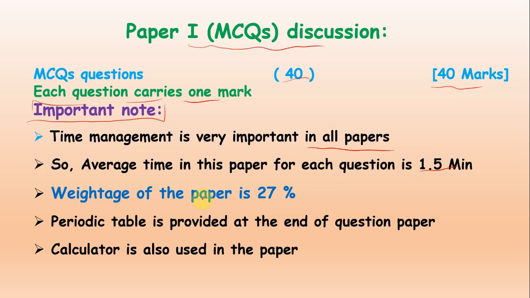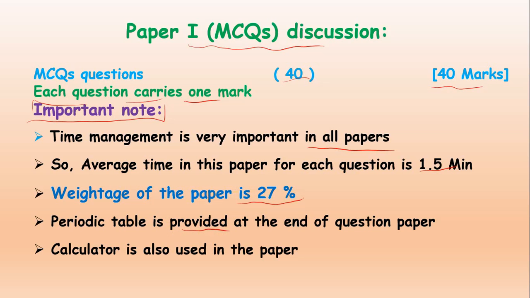And what is the weightage of paper 1? It is 27%, the second highest weightage in the chemistry paper. The first, 52%, is of paper 2. Second, paper 1 has 27%.